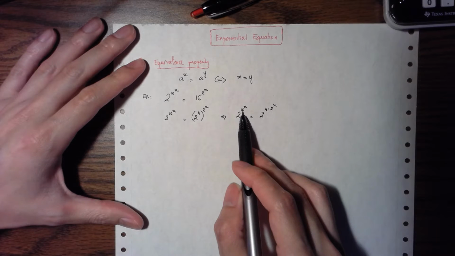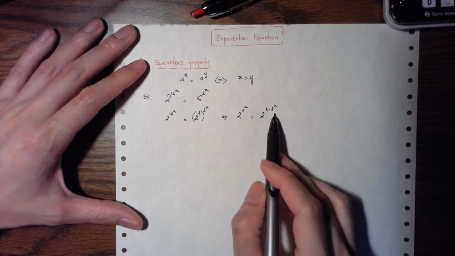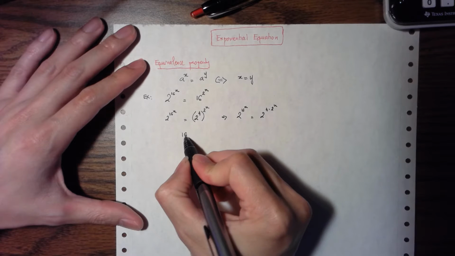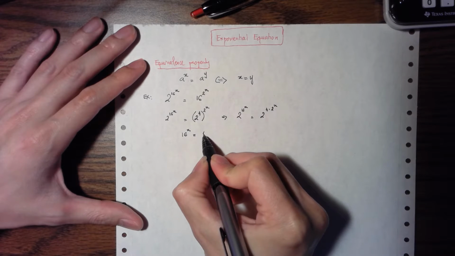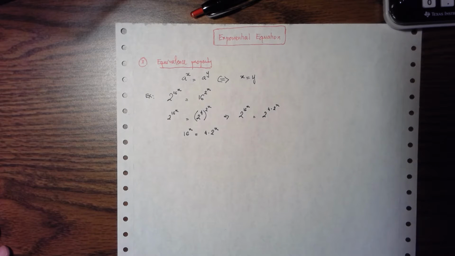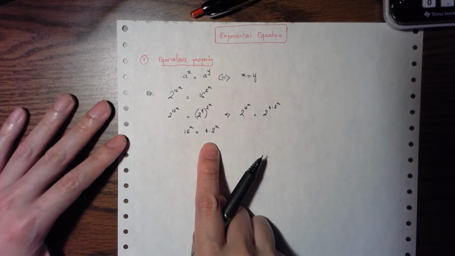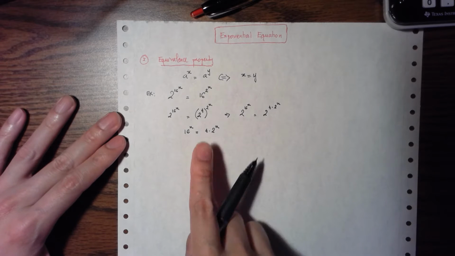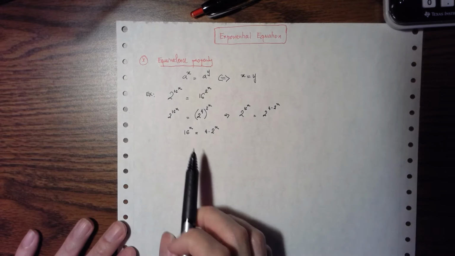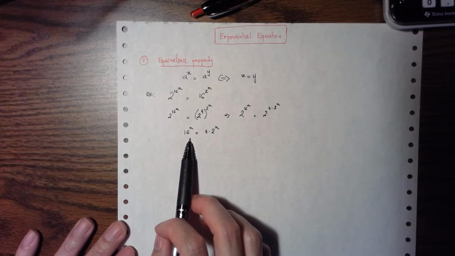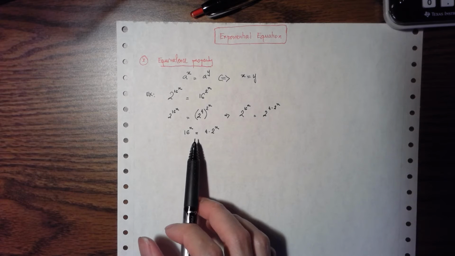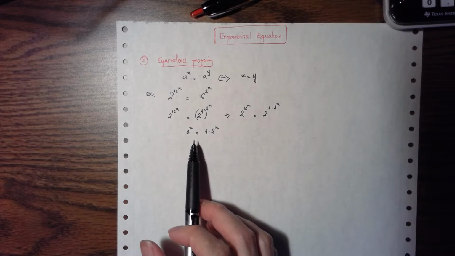Now it's the same base already, so I can set the exponents equal to each other: 16x equal 4 times 2 to the x. Originally we had an exponential equation, and we simplified it into a smaller exponential equation, but this one doesn't have the same base yet, so we have to keep converting so that they have the same base.